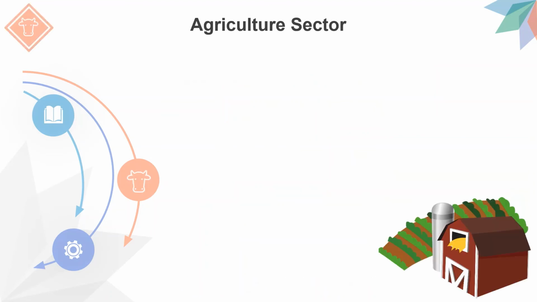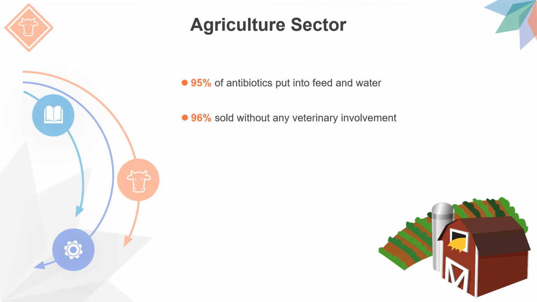And lastly, for the agricultural sector, at present, 95% of antibiotics used worldwide are put into animal feed and water. Not only is this bad because it provides a great environment for resistance to develop, it also makes treatment of individual animals very difficult. Furthermore, of these 95%, 96 were sold over the counter without any veterinary diagnosis or involvement. This lack of regulation should not be allowed to happen.